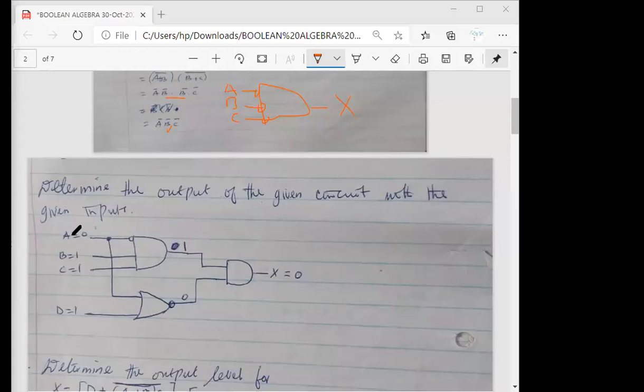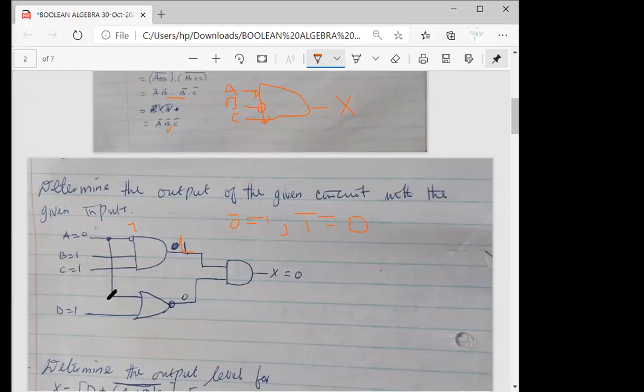When this A enters in this case, it's negated, meaning by the time it gets into the gate, it becomes 1 because it's negated. That means 0 complement is 1, and 1 complement is 0, because you negate each of the values there. So this becomes 1 here. 1 times 1 times 1, because all of the others are 1, gives you 1. So the output here is 1.